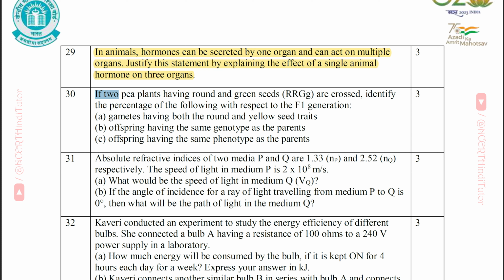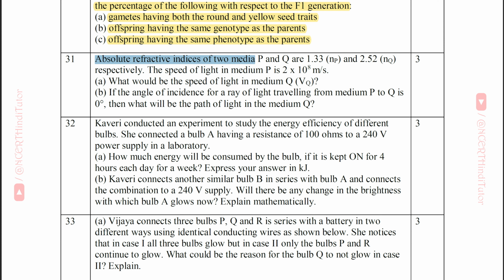30. If two pea plants having round and green seeds, RrGg, are crossed, identify the percentage of the following with respect to the F1 generation. Gametes having both the round and yellow seed traits. Answer. 50%. Offspring having the same genotype as the parents. Answer. 50%. Offspring having the same phenotype as the parents. Answer. 75%.